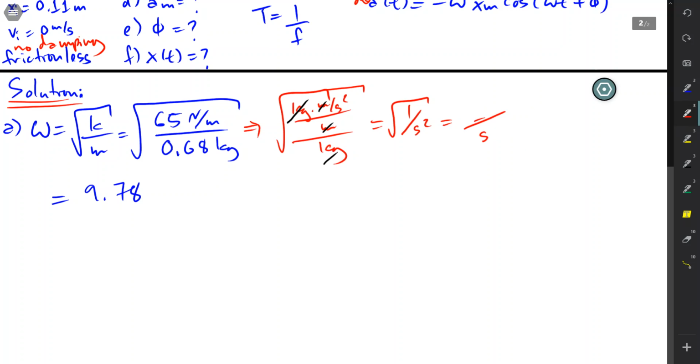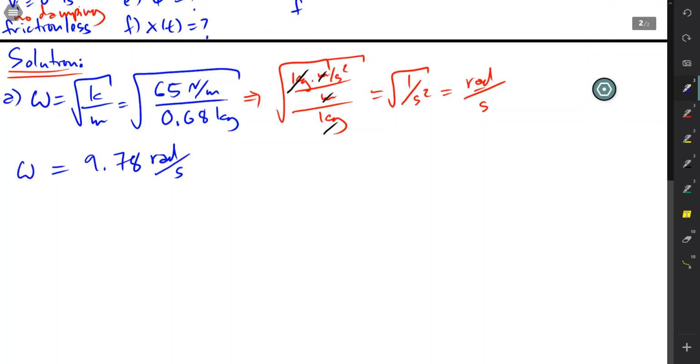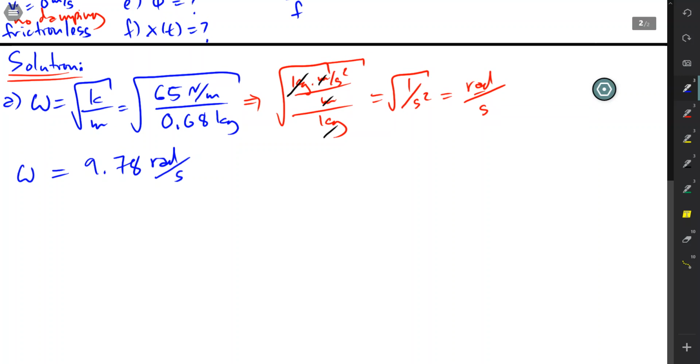But since it's angular frequency, we're going to add rad, because rad is actually unitless. So it's almost like a ghost unit, but it is there. We're talking about angular frequency. It's almost like an angular velocity too. And that's just the first part of it.